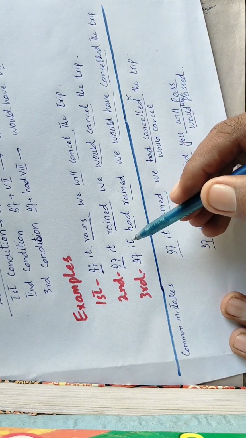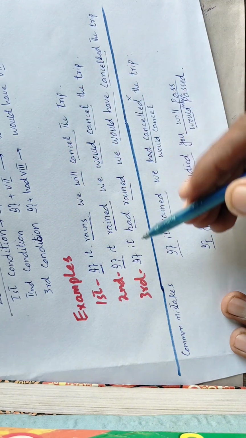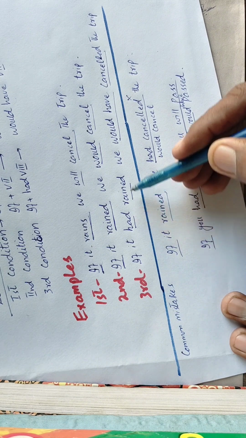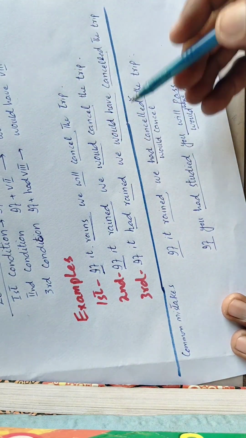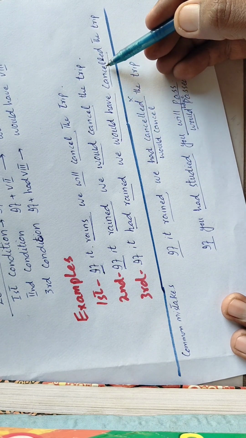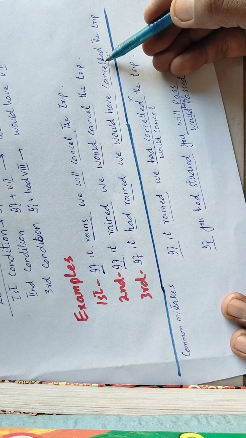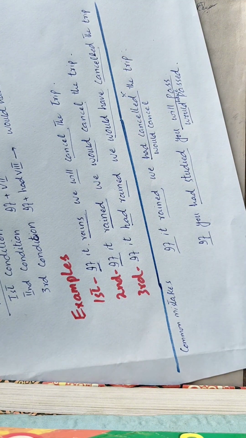In the third condition, if plus had and the third form. If it had rained, if plus had and the third form. Would have and the third form. We would have cancelled the trip. Would have cancelled, would have and the third form.